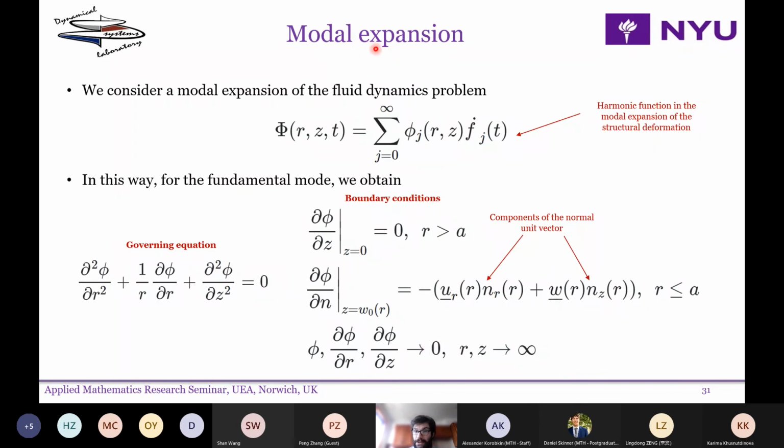At this point, we utilize again a modal expansion for this fluid dynamics problem, and in particular, we consider the harmonic function in the modal expansion of the structural deformation, such that this is going to cancel out, and we are going to consider only the spatial variation of the fluid potential. This is different for every mode, but we are considering only the fundamental mode. So instead of phi 0, I'm just going to drop the 0. And we found the governing equations and the boundary conditions from the previous equations. At this point we can insert the mode shapes that we found in the previous problem as a forcing condition of the potential near the membrane.